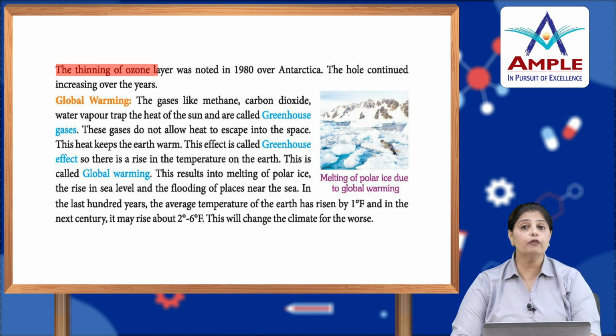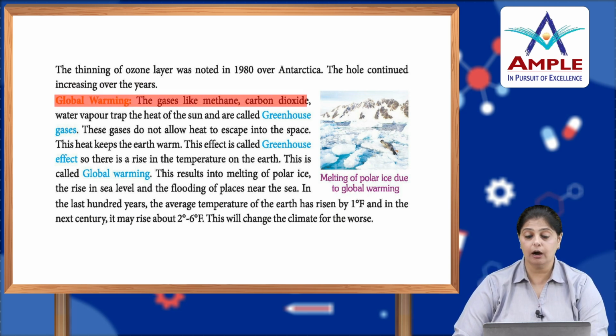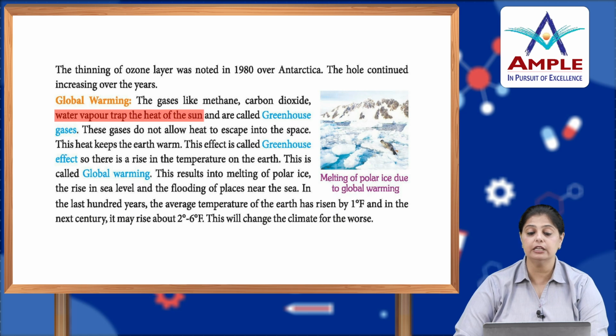Now, the thinning of the ozone layer was noted in 1980 over Antarctica. The hole continued increasing over the years. Now, what is global warming? Gases like methane, carbon dioxide, and water vapor trap the heat of the sun and are called greenhouse gases. These gases do not allow heat to escape into space. This heat keeps the earth warm. This effect is called the greenhouse effect. So, there is a rise in the temperature on the earth. This is called global warming.